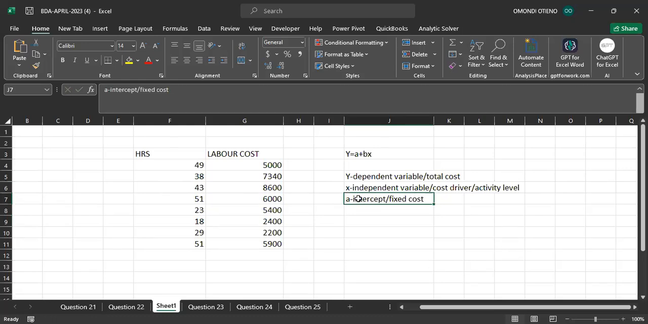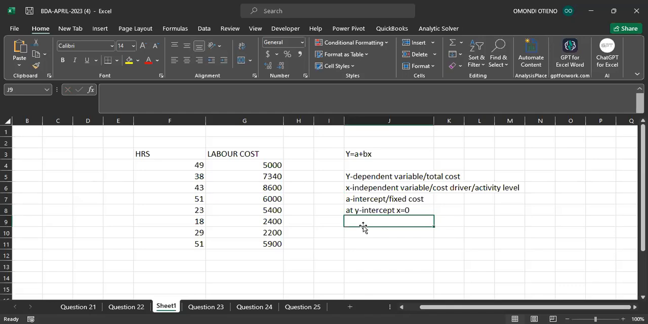Why are we calling it intercept? At Y intercept, X is equal to 0. When X is equal to 0, and we said X is the cost driver, X is the activity level, at Y intercept, X is equal to 0, and the value of Y will be equivalent to the value of A at this particular point.